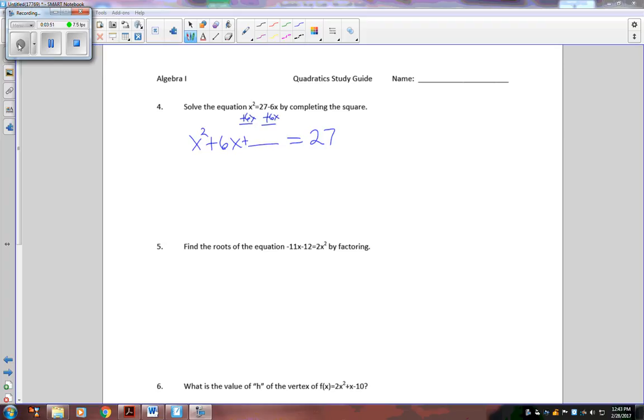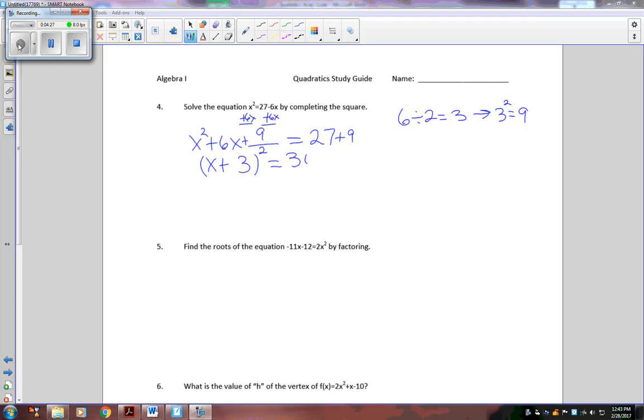Okay, and just like in the first one, I need to take half of my linear term, which is 6. Half of 6 is 3, and then square that. And that's what you're going to add to each side of the equation. Whatever you add to one side, you must add to the other. Now we've created a perfect trinomial on the left. What that means is this is going to be a binomial squared. And the shortcut on how to get that is the square root of the first term, the square root of x squared is x, the sign of the middle term, positive, and the square root of the constant term, 3.